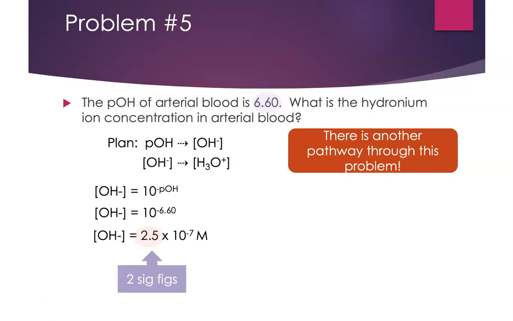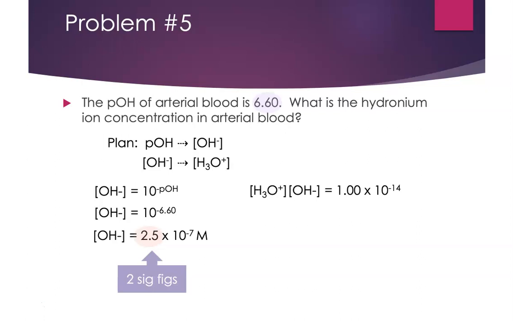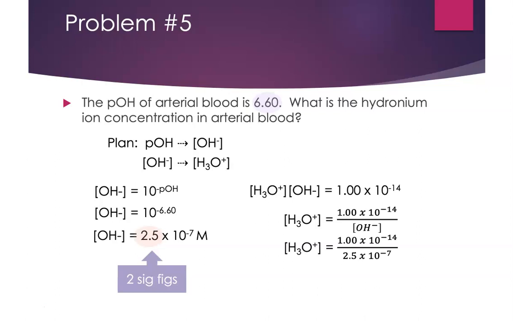And then I can go to my Kw expression. The hydronium ion concentration times the hydroxide ion concentration equals 1 times 10 to the minus 14th. I can rearrange that to solve for the hydronium ion concentration. I substitute in the hydroxide ion concentration that I just found, and I get 4.0 times 10 to the minus 8th molar. And again, I get to have 2 sig figs in that final concentration.